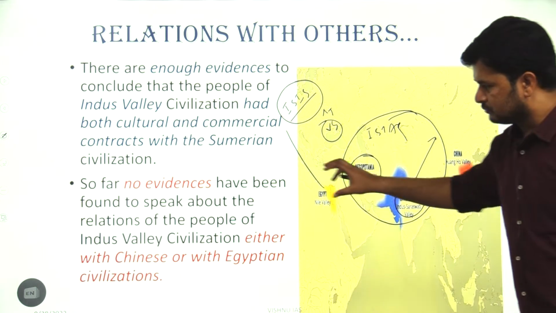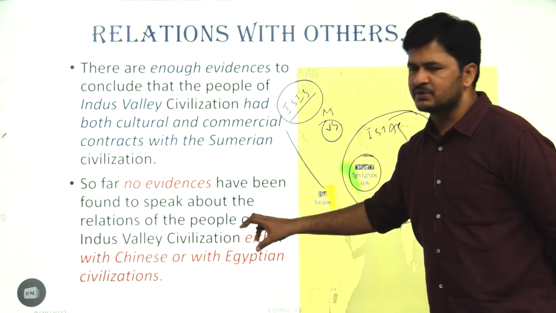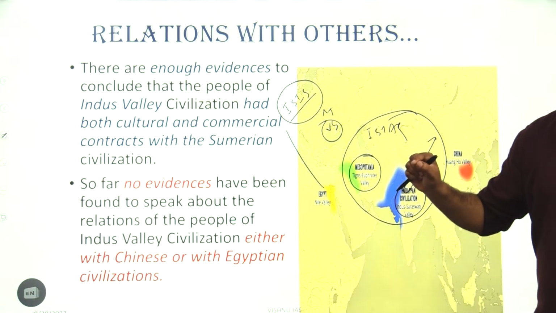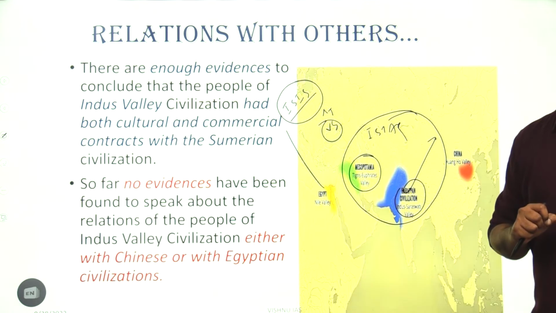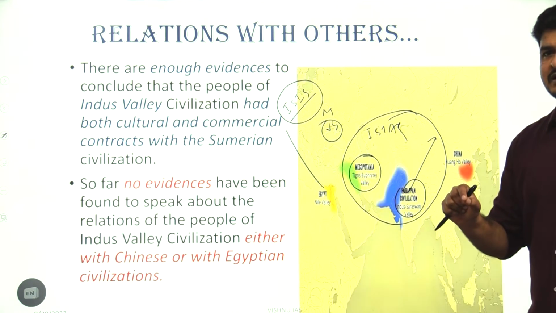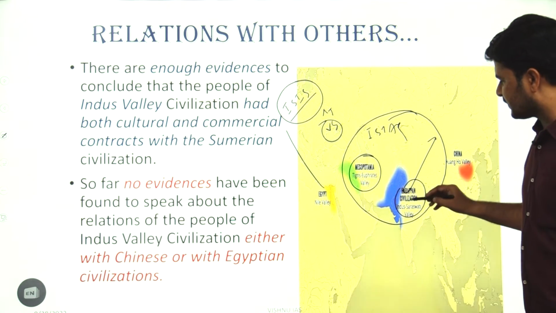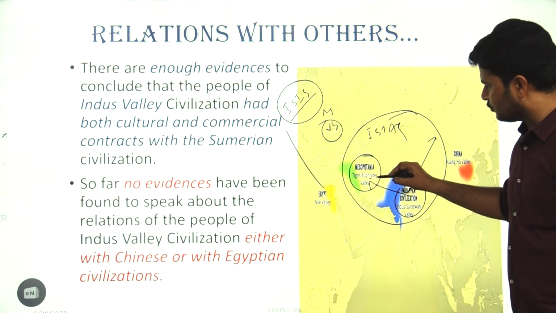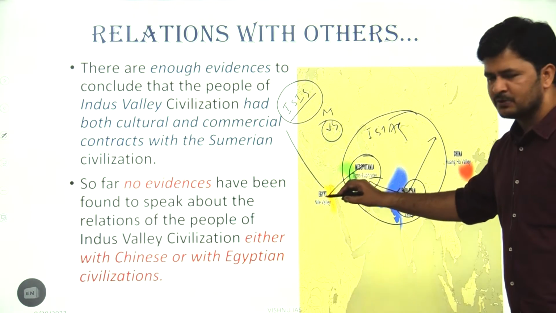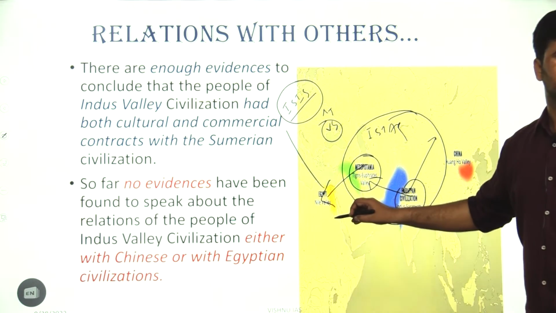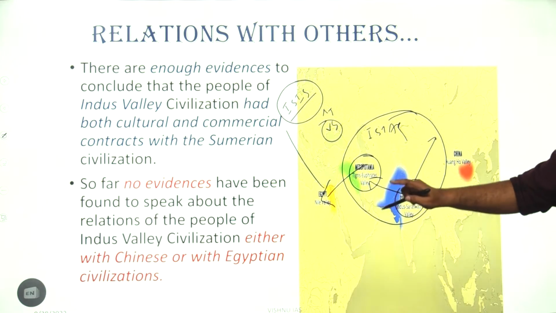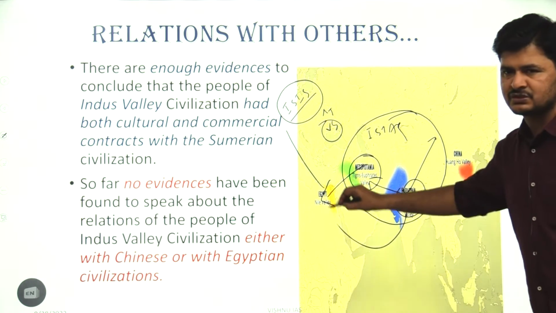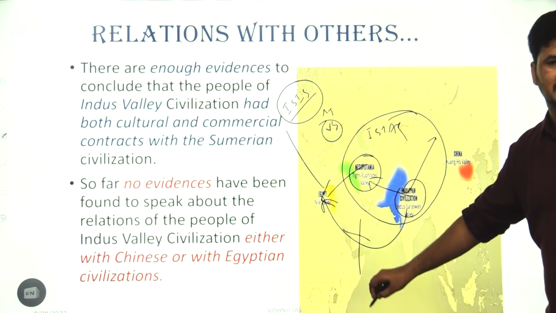When it comes to Egypt, Indus people maintained commercial relations. When I say that, you understand it in this way: the commodities of Harappan civilization went to Mesopotamia, and from Mesopotamia to Egypt. Right? Indus people did not have direct relations with Egyptian civilization.